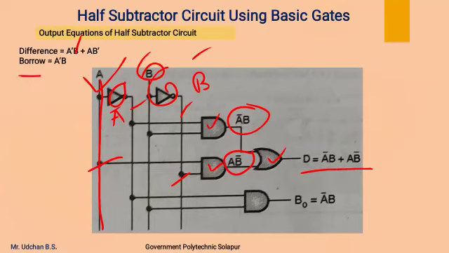After that, to get borrow output, we are going to connect A bar line and B line to another AND gate, which will produce a borrow output. This is how we used only the basic gates, that is AND, OR and NOT gate, to draw a logic diagram of half subtractor.